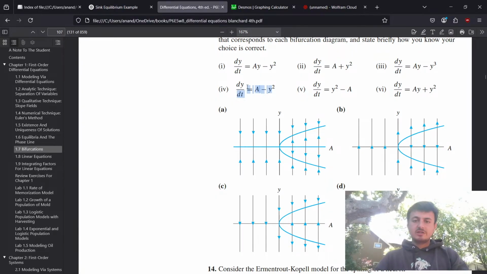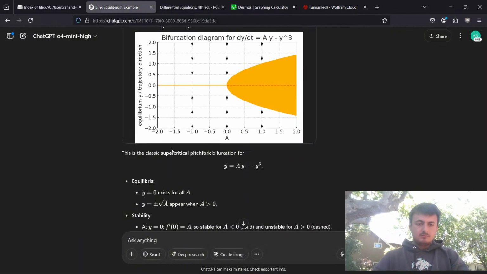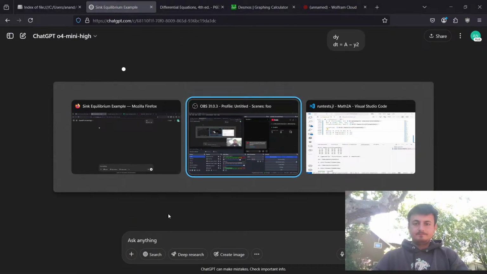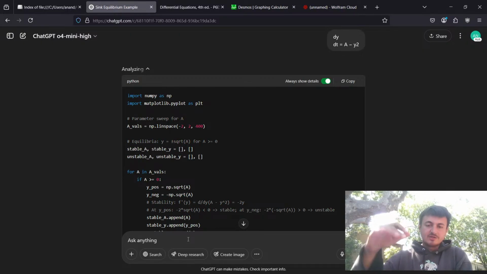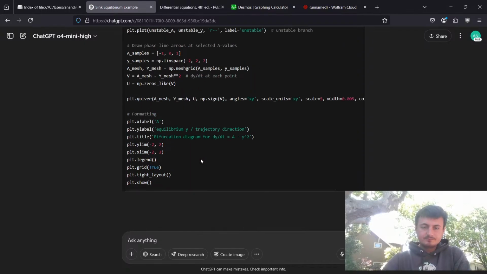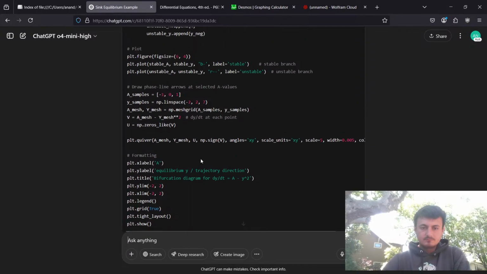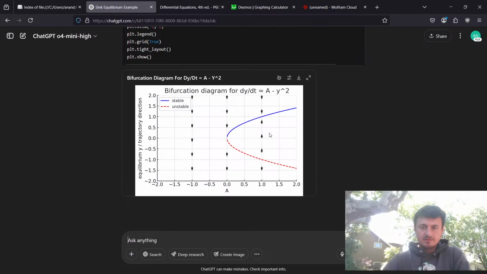Now let's just double check though that I am right. Almost positive that it is. It's going to be a parabola on the right-hand side that has a stable on the top. Yep, there we go.